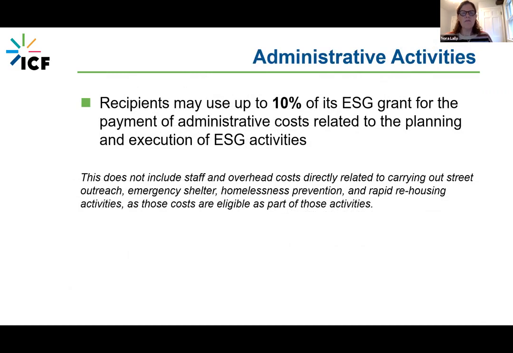So along with another component, switching from housing related costs, these are the costs that are more on the program as a whole. Administrative costs are those that relate to actually monitoring the program, planning for ESG. They're more the big picture kinds of costs, and recipients with ESG-CV can use up to 10% of the grant to pay for these costs.